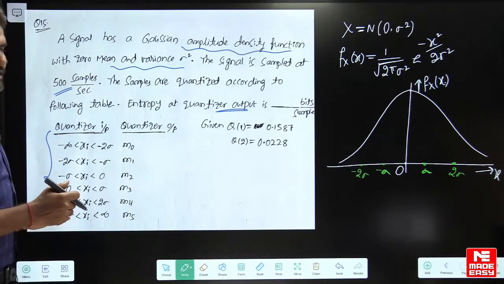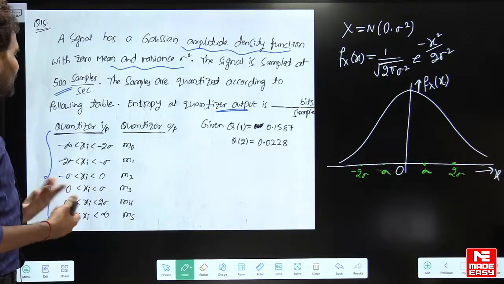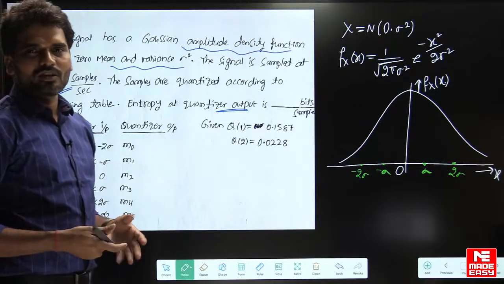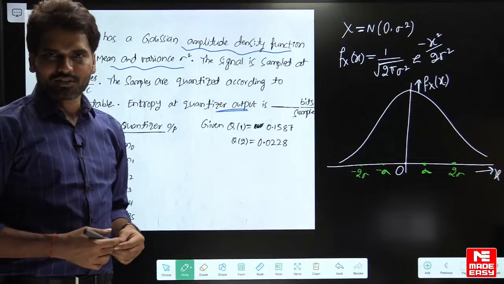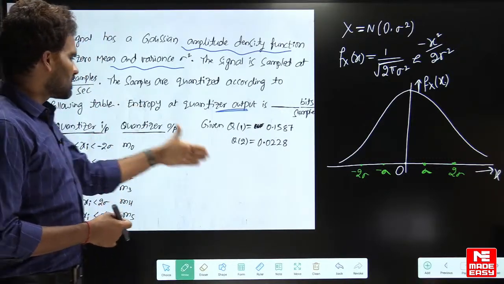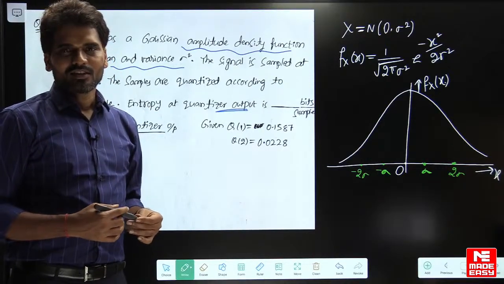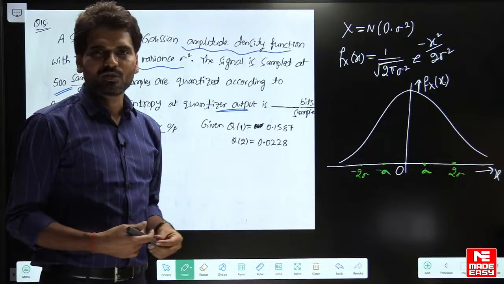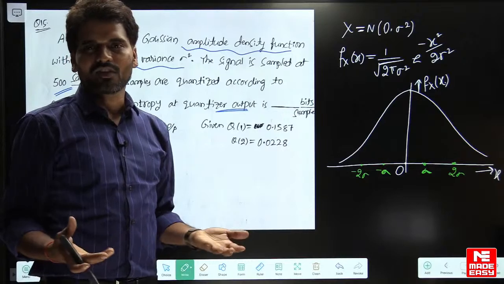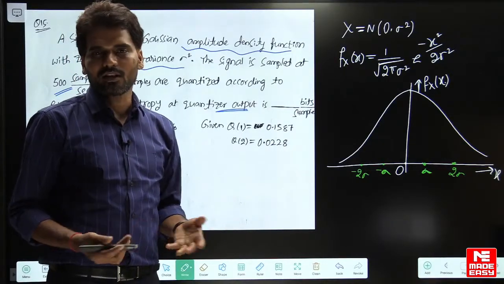Here the encoding will be done based on the probabilities. First quantization is done, and these quantization voltages will be encoded based on the probabilities. The coding here is source coding: the coding will be done based on Shannon-Fano coding or Huffman coding, based on the probabilities. That is called source coding.